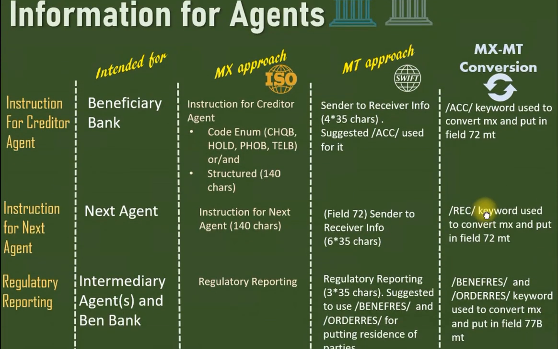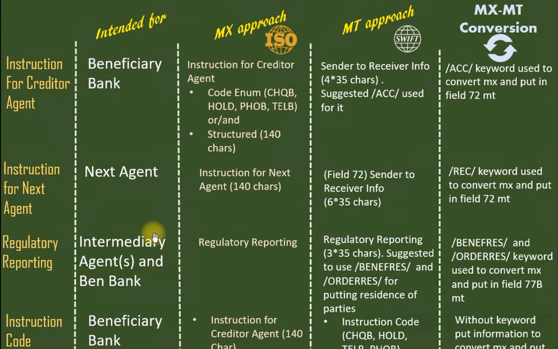Regulatory reporting is normally for the intermediary bank or any agent to understand and use for regulation purposes. The tag is there in MX and in MT as well. MT has a keyword to indicate the beneficiary resident with BENRES, and ORDERRES for the ordering resident. The same are used for the conversion from regulatory reporting because they have a dedicated tag for each of them, for beneficiary resident and address, to be put into 77B.